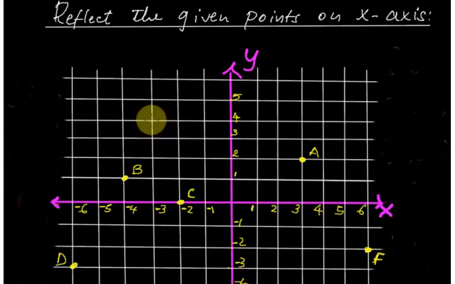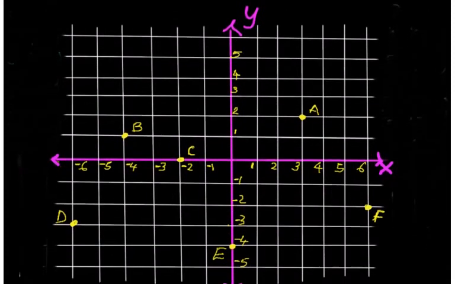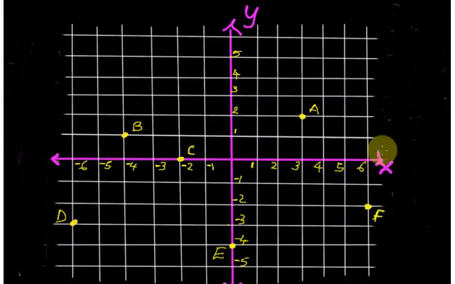Okay, now after having a very nice recap about the properties, now let us see how we reflect the points. How we reflect the points on the x-axis. Our job here is to reflect all given points on the x-axis. Now you can see here that I want to adjust this so that you can see it properly.